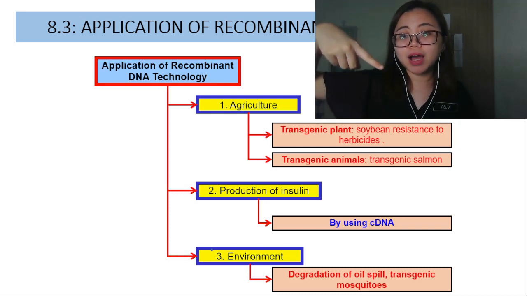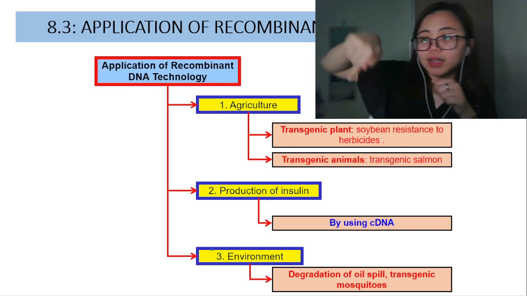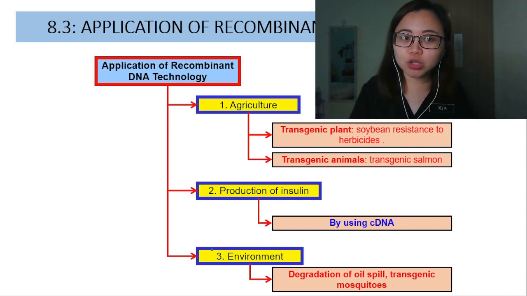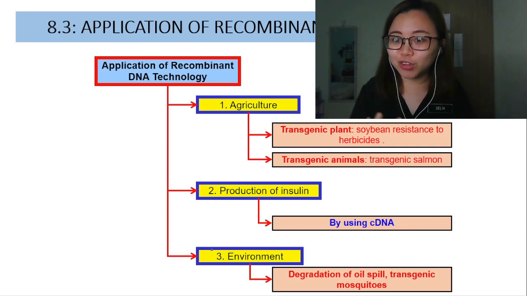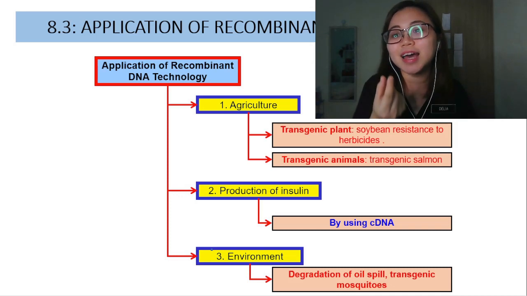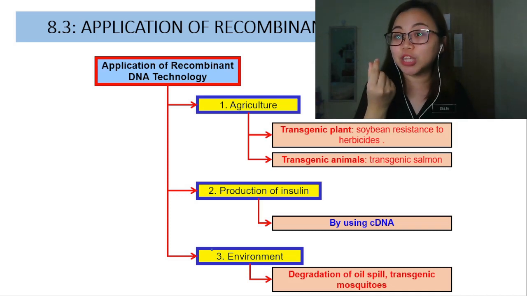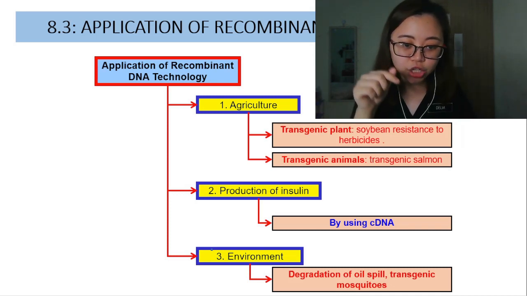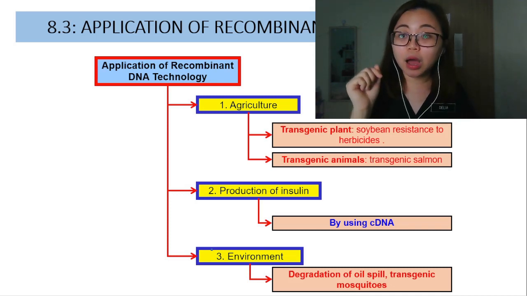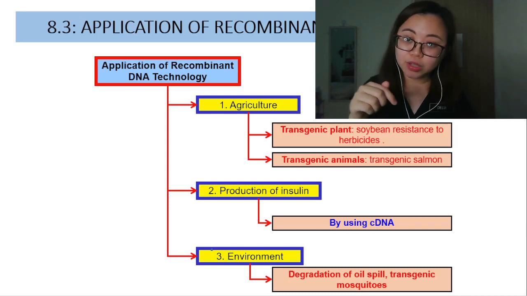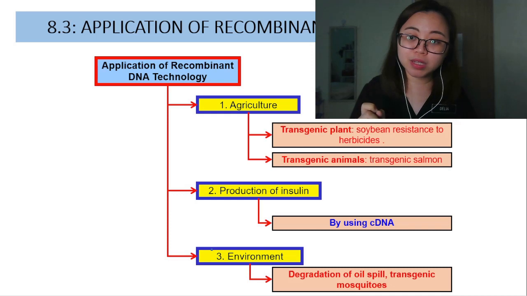So kamu nampak di bawah, number 3, environment. Examples of how we can use recombinant DNA technology for the environment is we can use it to create bacteria that can clean up or degrade oil spills. So ayat di bawah tu, degradation of oil spill adalah menguraikan minyak-minyak yang tertumpah di laut. So you can learn more about oil spills later.